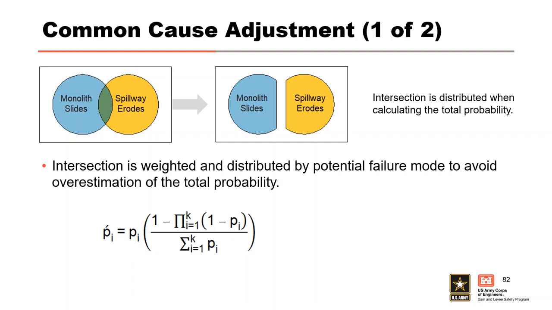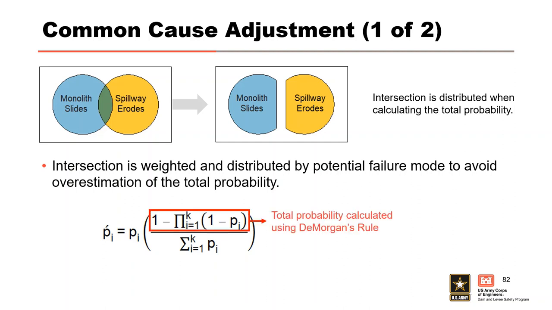The next risk model is the common cause adjustment. This method distributes the intersection to avoid overestimation of the total probability. The intersection is weighted and distributed by potential failure mode, as shown by the equation on the screen, with the largest failure mode getting the largest portion of the intersection, and the smallest potential failure mode getting the smallest portion.